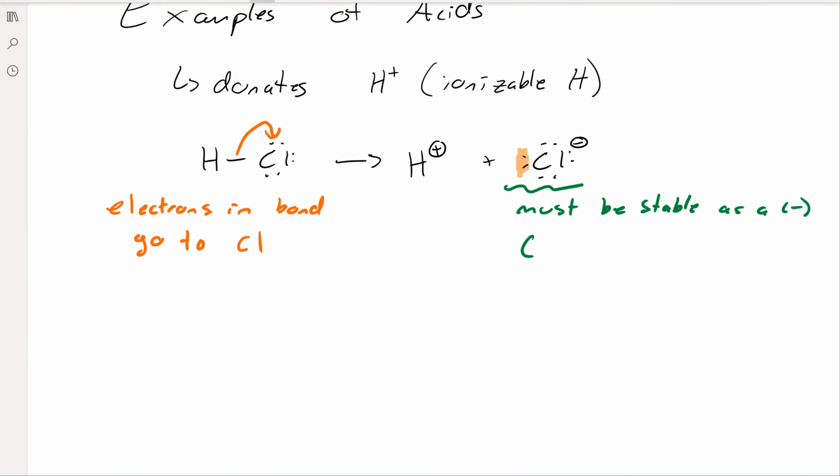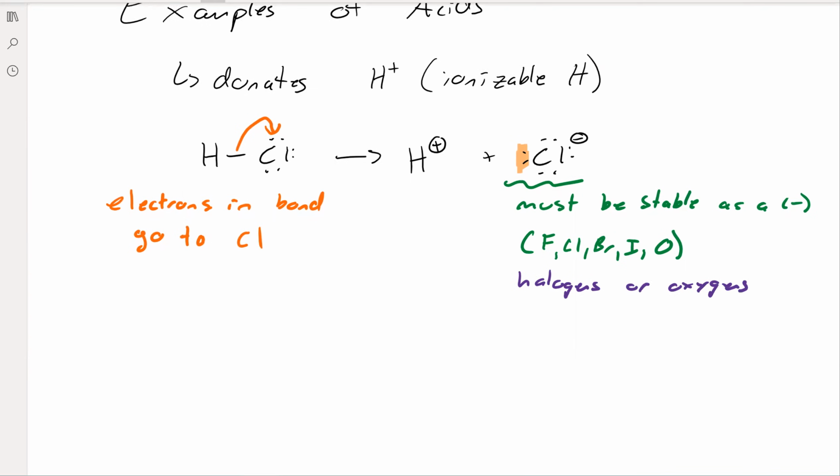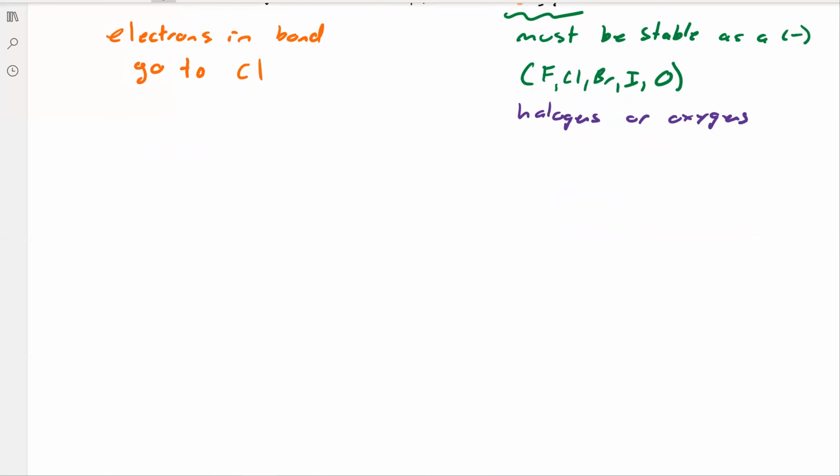If you look at what these atoms are, what other components are bonded to hydrogen in acids, usually it's a halogen, so fluorine, chlorine, bromine, iodine, or the other popular one is oxygen. So they're generally halogens or oxygens. Let's go ahead and take a look at different types of acids.